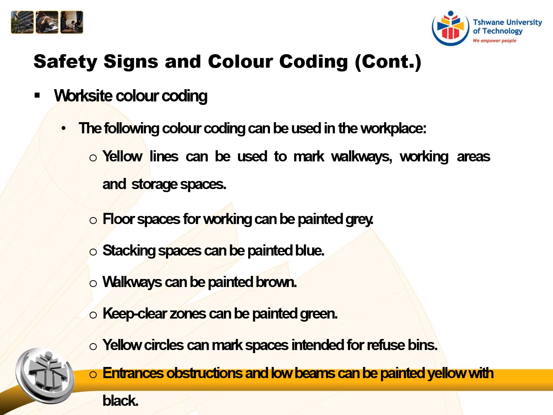Yellow circles can mark spaces intended for refuse bins, entrances, and obstructions. And low bins can be painted yellow with black.